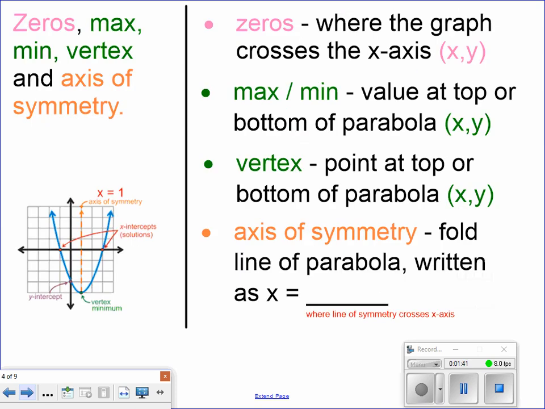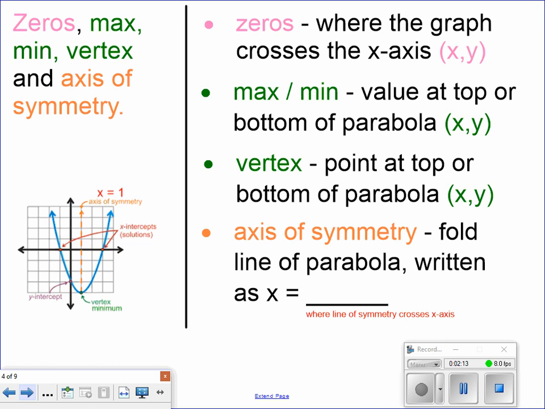Zeros, max, min, vertex, and axis of symmetry. These are key features that are not unique, but are typically found on quadratic graphs. Zeros are where your graph crosses the x-axis. So your zeros are going to be the same as your x-intercepts. The only difference is that when you're listing the x-intercepts, you write out the ordered pair. But when you're listing the zeros, you only list the x-coordinate.